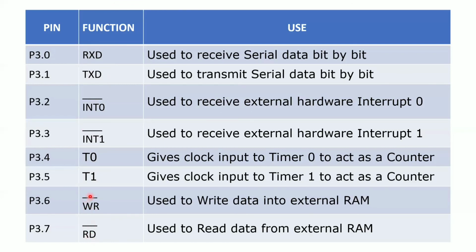These are the 2 control signals to access data from the external RAM. I'm sure you know that you can connect external RAM. With the help of external RAM, I can get more information. In order to read or write information to the external RAM, I need to generate 2 control signals, that is write bar and read bar. So port 3.6 and port 3.7 are dedicatedly used for write bar and read bar.